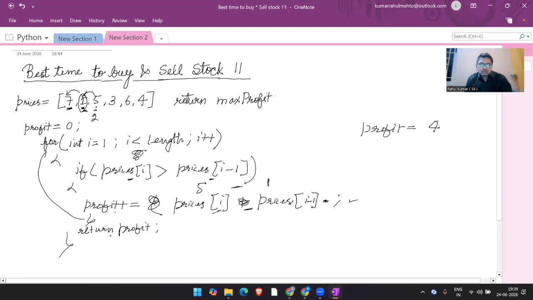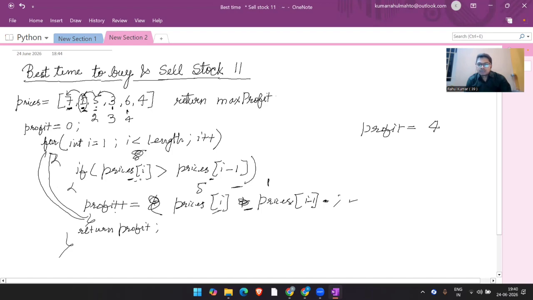So now again I will come to this for loop. I will increment this one. So currently we were having 2, it will increment by 1, so it will become 3. Now I'm standing at this particular position. Again it will check the previous prices, if it is greater than the previous one. It is not greater than the previous one, so I will not execute this particular line, and simply I will go to the for loop, and again I will increment.